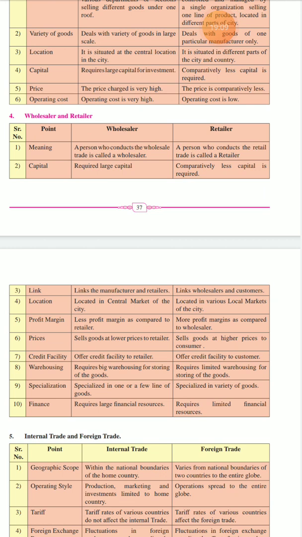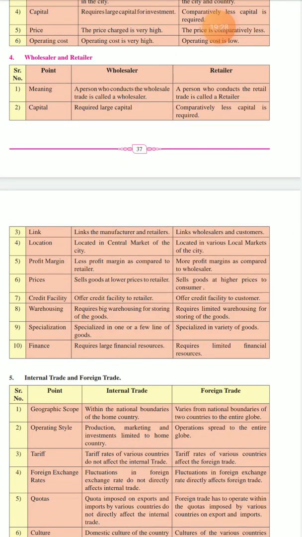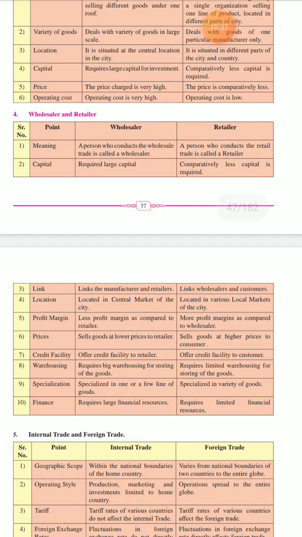Next, specialization. Wholesalers are specialized in one or few lines of goods, whereas retailers are specialized in a variety of goods. Next is finance. Wholesalers require large financial resources. Retailers require limited financial resources. So this is the difference between wholesalers and retailers.